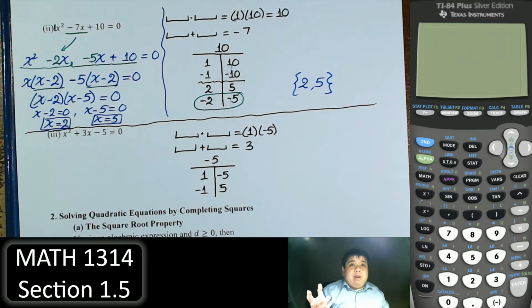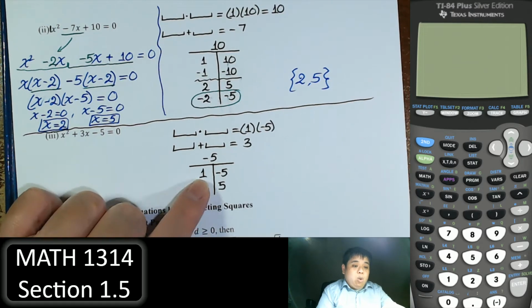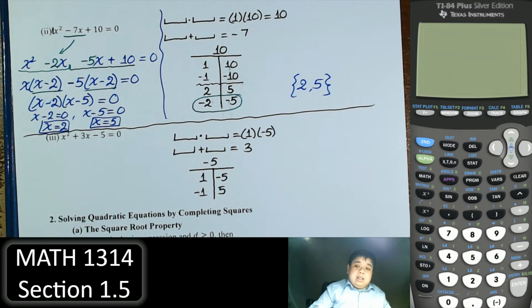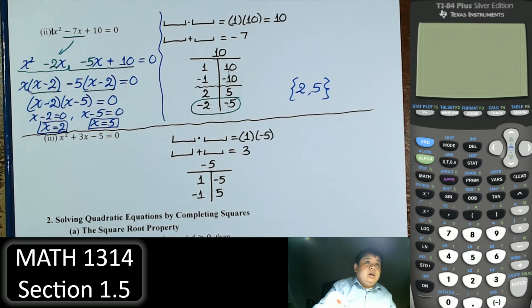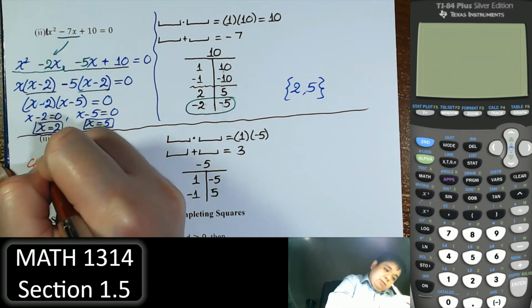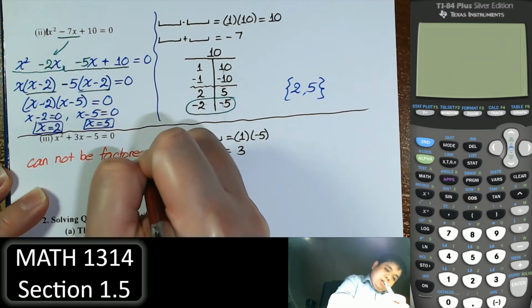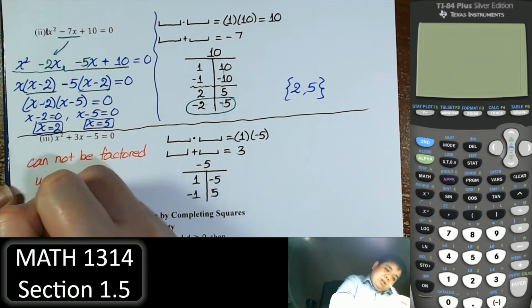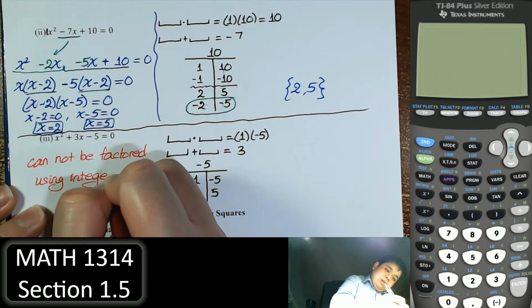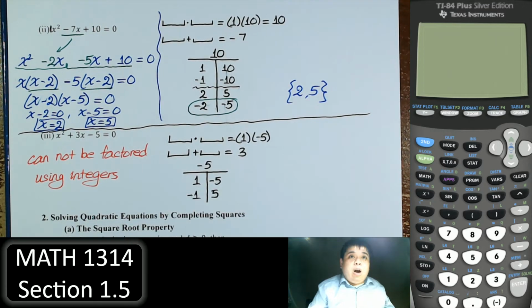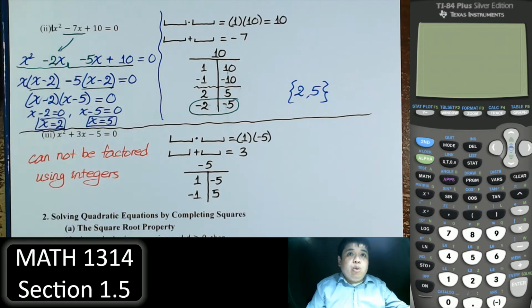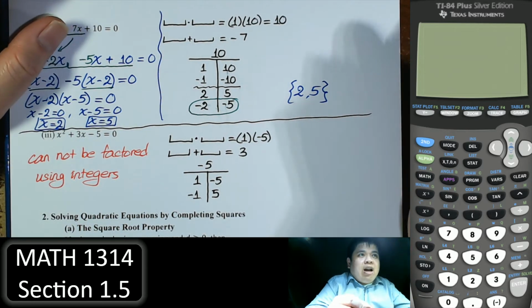Of course, to get to negative 5 we might have negative 10 times 1/2, but now we only use integers here. Because there's no way we can use those and add up to 3, in this problem we just say it cannot be factored using integers or rational numbers. None of the integer combinations satisfy these two conditions. So in that case we just say it cannot be factored using integers.